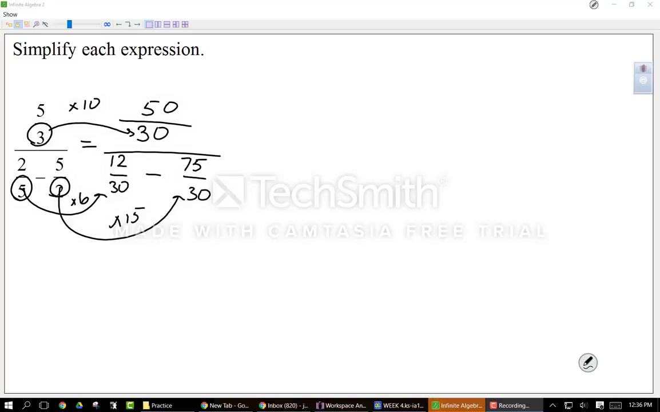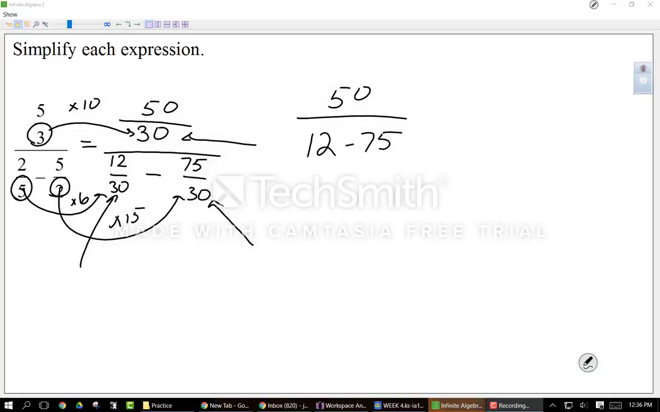Okay? So now if I look, I have same denominator, and same denominator. So now let's do the same exact thing I did in the last video for the shortcut. I take the numerator, I divide it by what's left on top, and then I now have to simplify. 50 over negative 63. Nothing can be reduced, so my answer is going to be a negative 50 over 63.